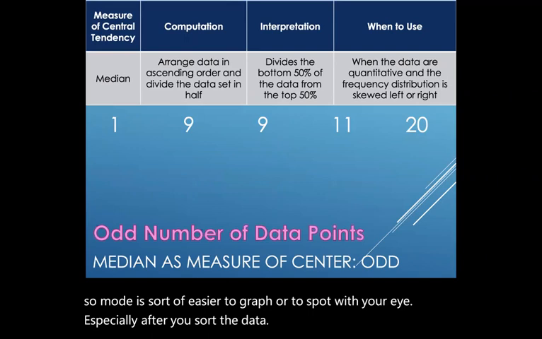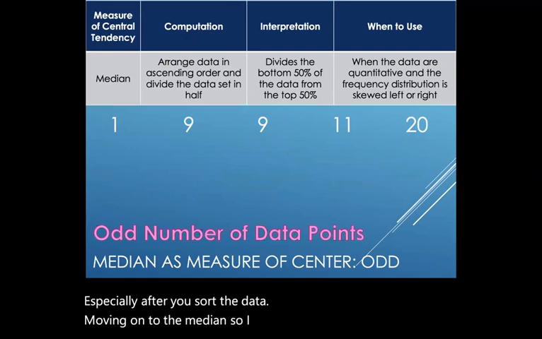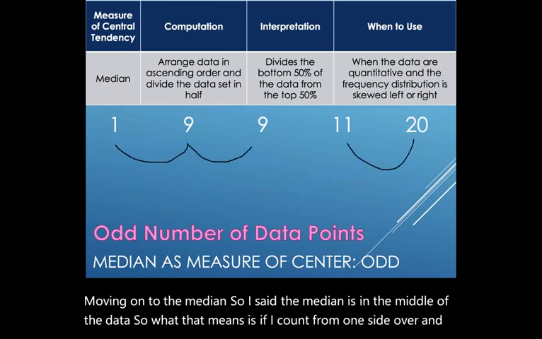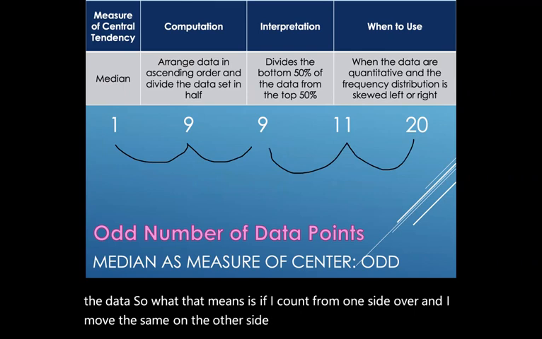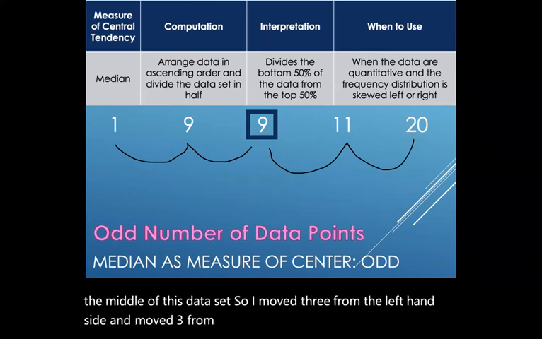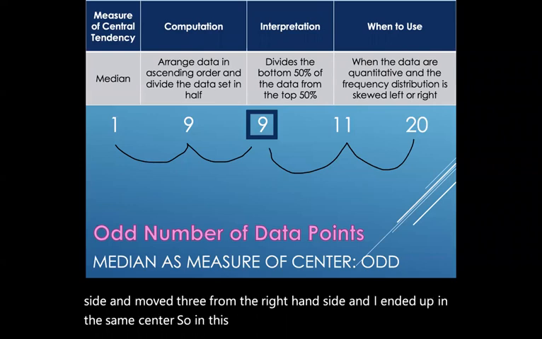Moving on to the median. So I said the median is in the middle of the data. What that means is if I count from one side over and I move the same on the other side over, then wherever I land, that's the middle of this data set. So I moved 3 from the left-hand side, I moved 3 from the right-hand side, and I ended up in the same center. So in this case, 9 is the median.